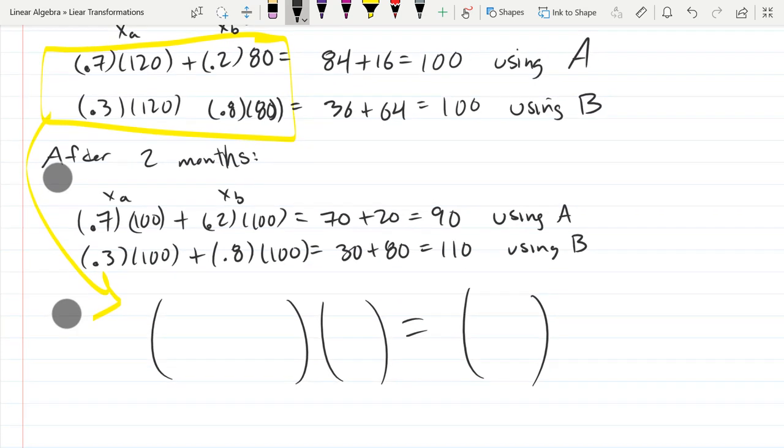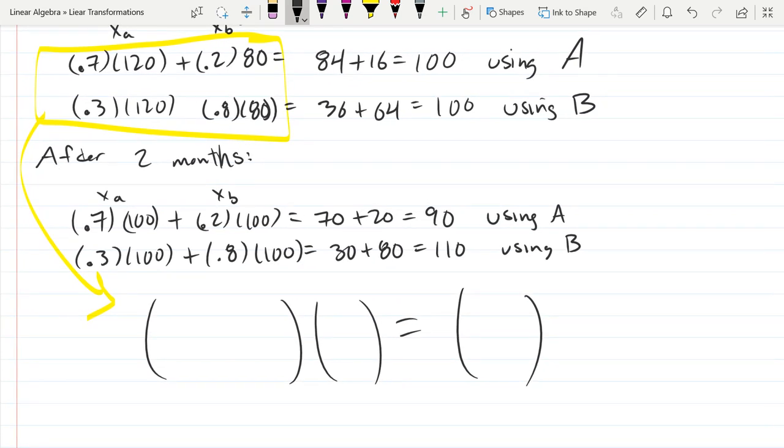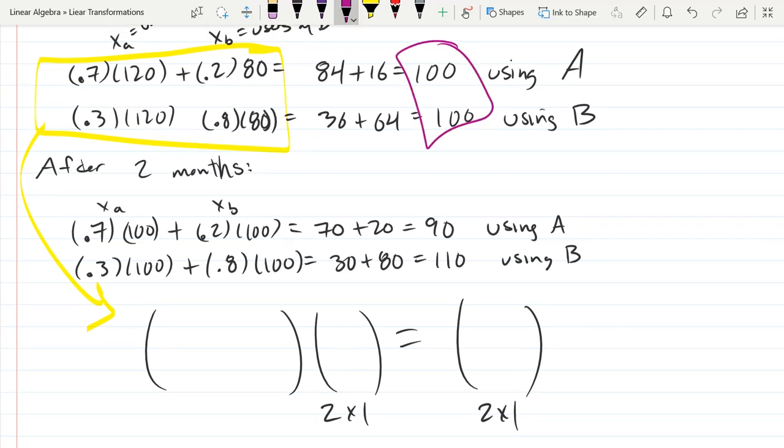So I'm going to lay out the dimensions of these matrices. We're going to have a 2x1 and a 2x1. What I'm looking at is basically that our output is a two-dimensional vector right here. Now the other part's a little tricky to see because it's happening where I'm circling right here. So I'm just going to put 120 and 80, and I'll say, because I said so, it will make sense in a minute. And of course, get 100 and 100 over here.